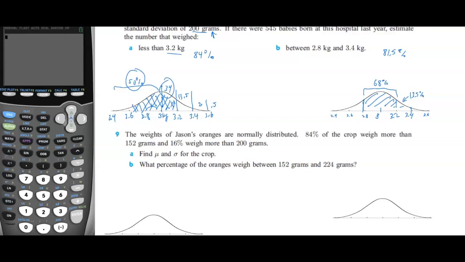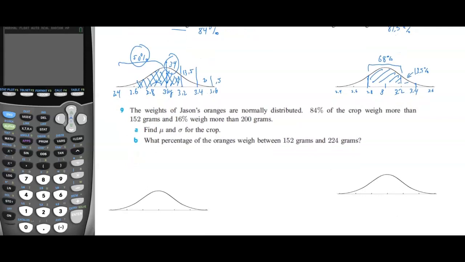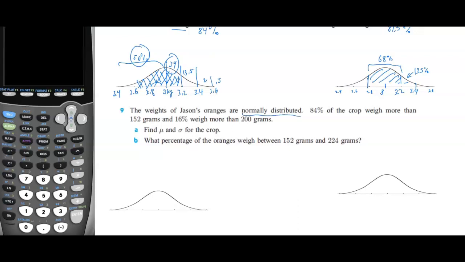Good practice. Number 9, the weights of Jason's oranges are normally distributed. Remember that whenever we have a normal distribution problem, this is one of the easiest problems to figure out the type of problem it is on the IB exam, because they have to pretty much say normally distributed as part of the problem. Otherwise, how are you supposed to know that it's normally distributed? So they have to say that. 84% of the crop weigh more than 152 and 16% weigh more than 200.